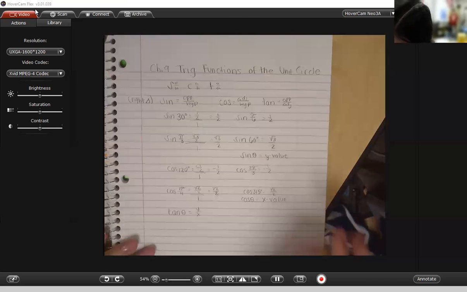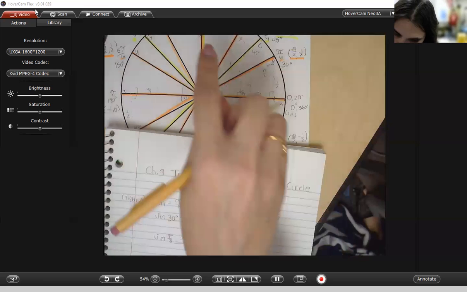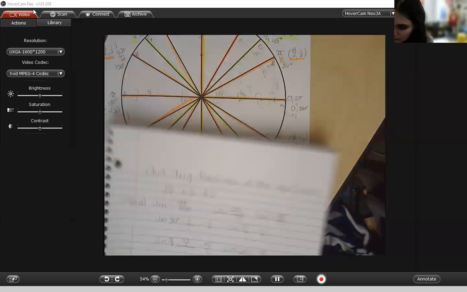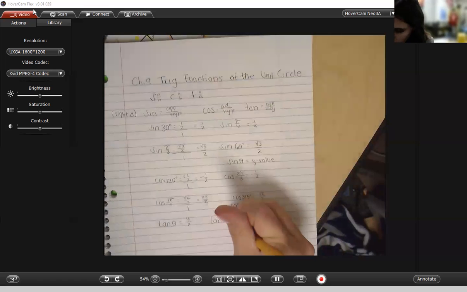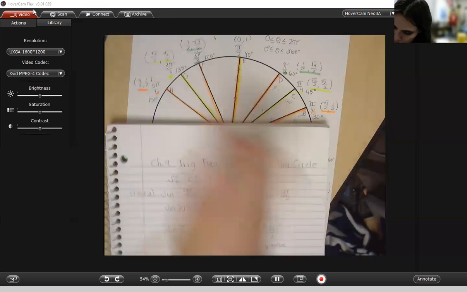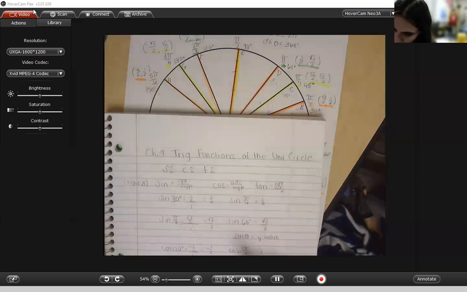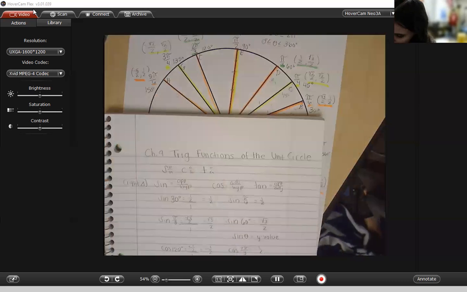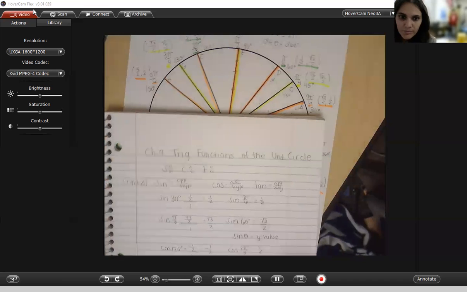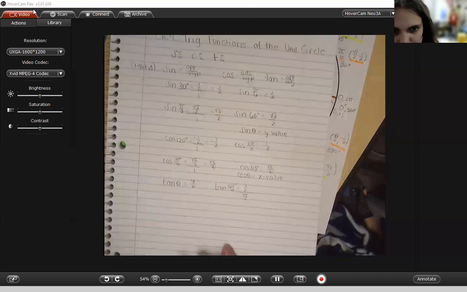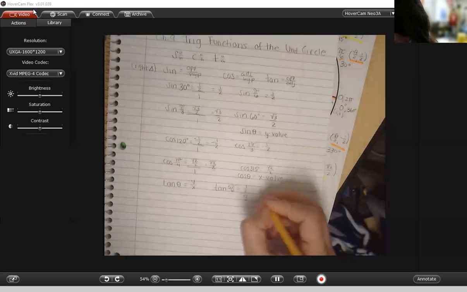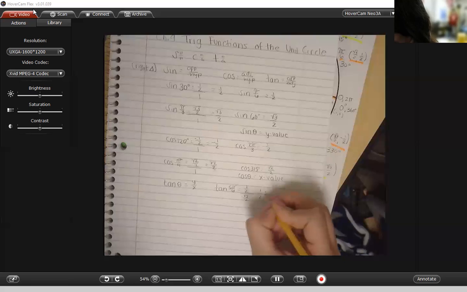So let's see if I can put that into play. Let's say I wanted to do the tangent of 5 pi over 6. Tangent of 5 pi over 6 will always be the y value over the x value. The y value is going to be 1/2 divided by my x value, which is negative rad 3 over 2. Okay, I'm going to have to do some math here. I'm going to say 1/2 divided by negative rad 3 over 2.